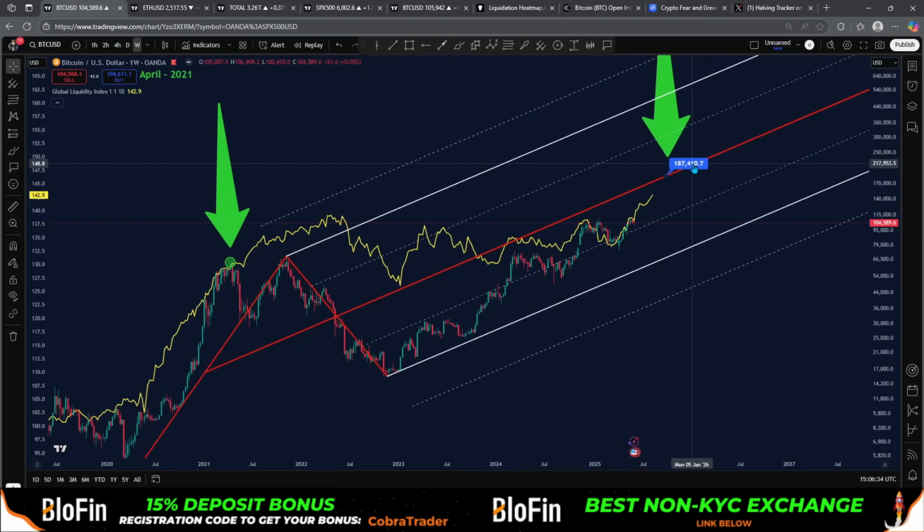Are we going to go all the way to the median line? Time will tell, but do I think Bitcoin can at least go to 140K, 150K? I really believe that with high conviction as well. So this is kind of the macro analysis.